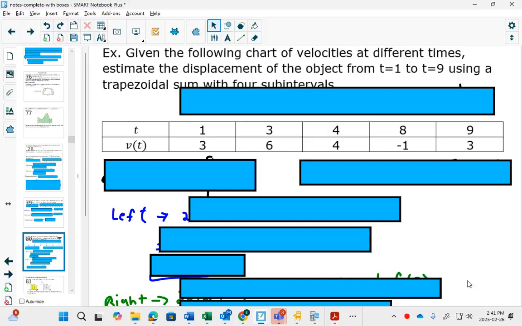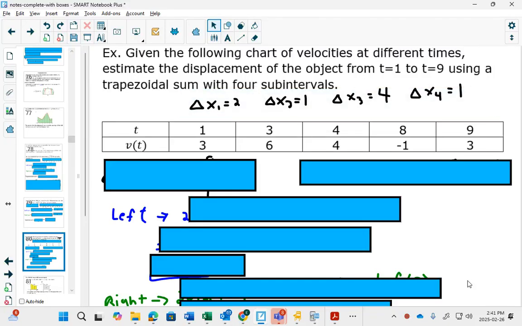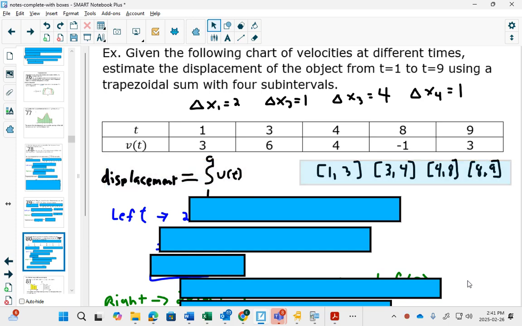So you're given the following chart of velocities at different times. Estimate the displacement. Well, we don't have the actual equation. What's the best way to estimate it? We can use sums. And this question says, can we use trapezoid sums with 4 intervals? Well, we do. We can go from 1 to 3, 3 to 4, 4 to 8, and 8 to 9. Even though those aren't the same width, that's the best that we have. So those are our 4 intervals. And displacement will be the accumulation of change, or the area under the curve, of your velocity.